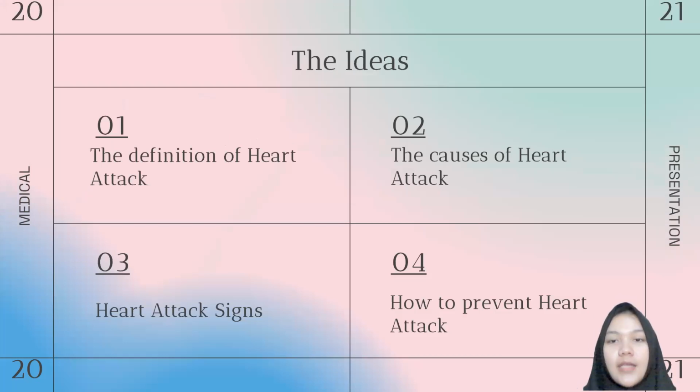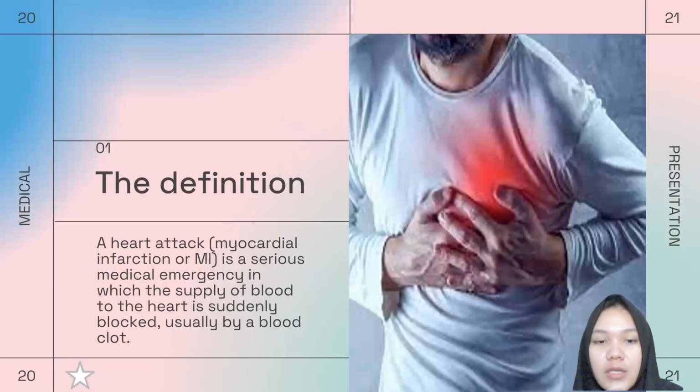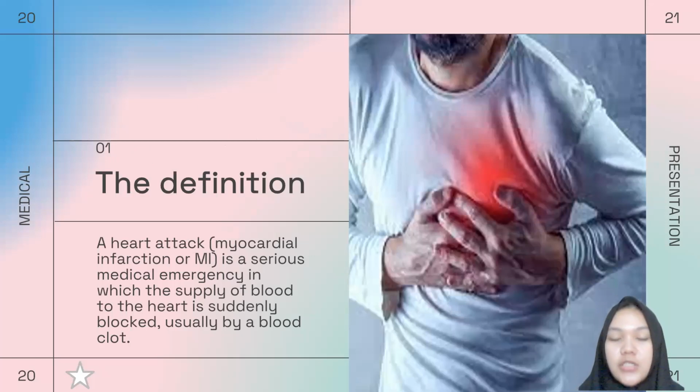Okay, so the topics are the definition of heart attack, the causes of heart attack signs, and how to prevent heart attack. So the first one is the heart attack definition itself. A heart attack, in medical terminology, is known as myocardial infarction or MI, a serious medical emergency in which the supply of blood to the heart is suddenly blocked, usually by a blood clot.